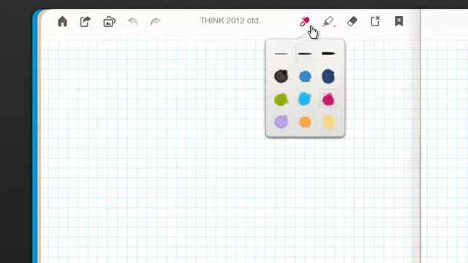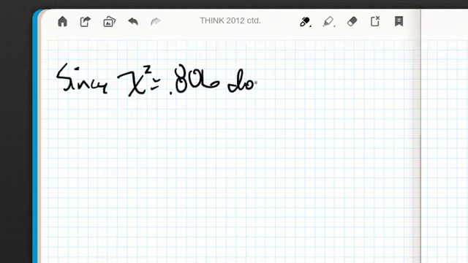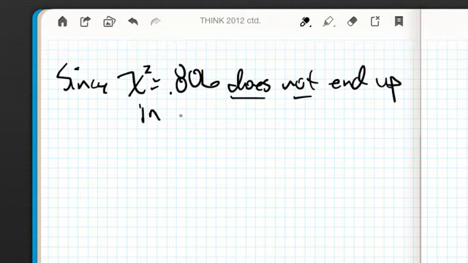Since chi-squared equals 0.806, it does not end up in our critical region.